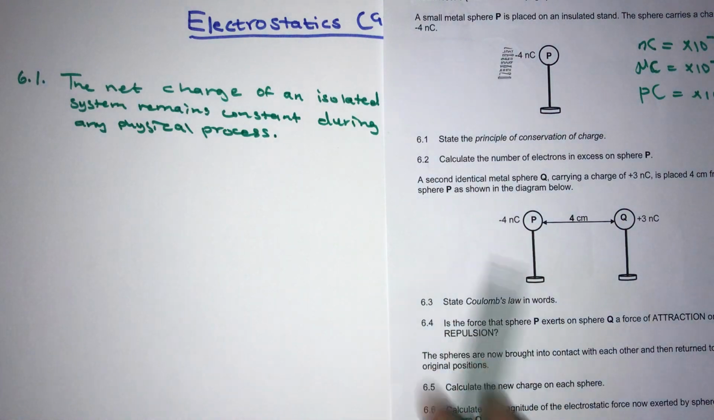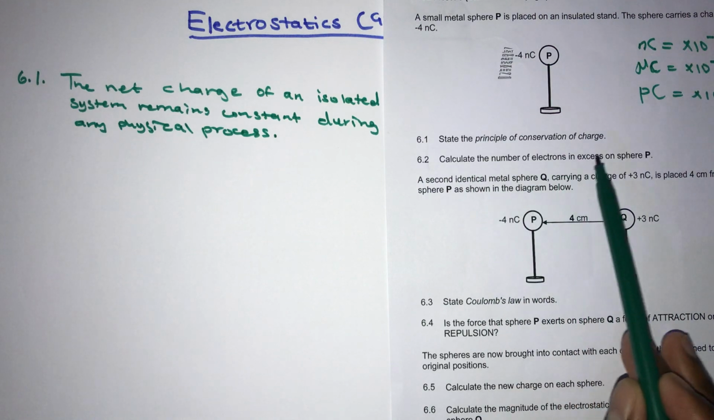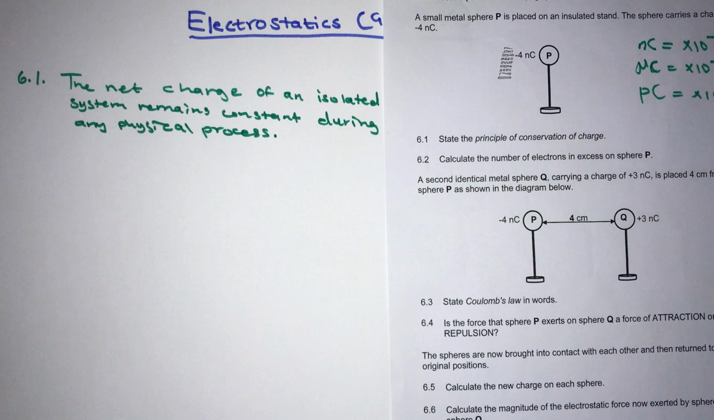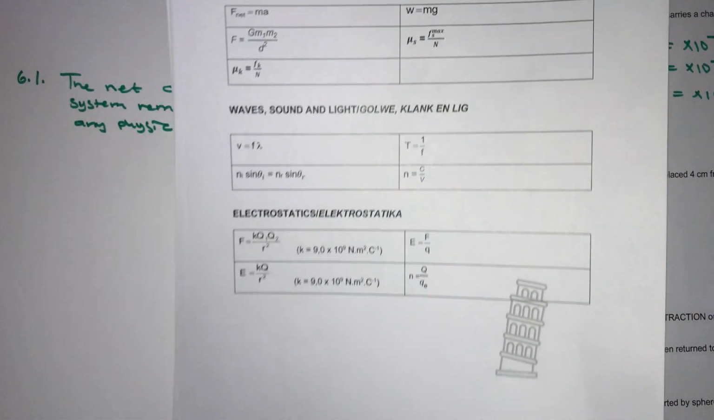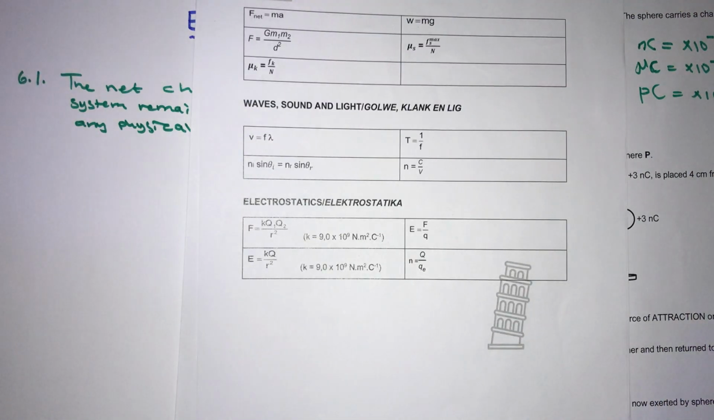So 6.2, now calculate the number of electrons in excess on sphere P. So this one, normally we don't just answer the question. First we must go to the formula sheet and take the formula straight from the formula sheet. Why are we doing this? Because we want to avoid writing the wrong formulas. So this is the formula sheet. So you make sure that you go to the formula sheet. Don't just write the formula from your head, because you might mess up the formula.